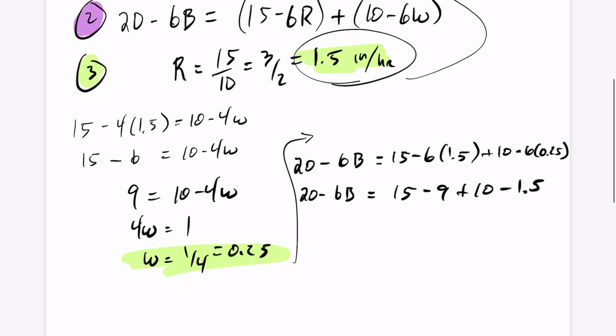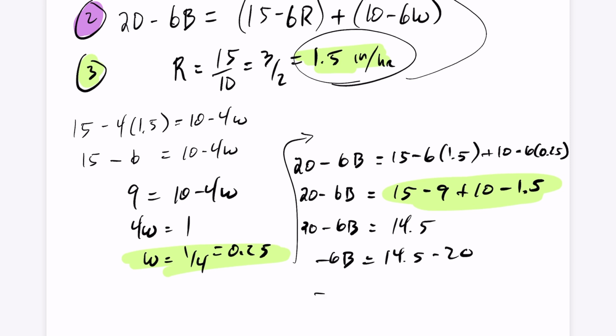So continuing this up here, I get 20 minus 6B equals, adding this all together, 15 minus 9 is going to give me 6, and then 16 minus 1.5 is 14.5. So going ahead and solving here, I get negative 6B equals negative 5.5, and solving for B, I end up getting 0.92 approximately for this one.